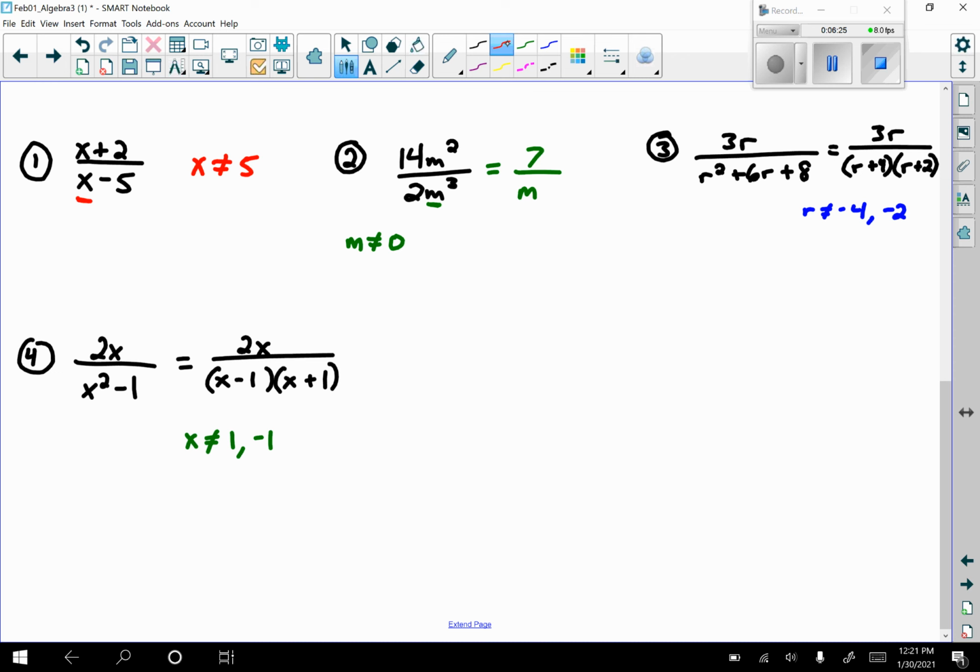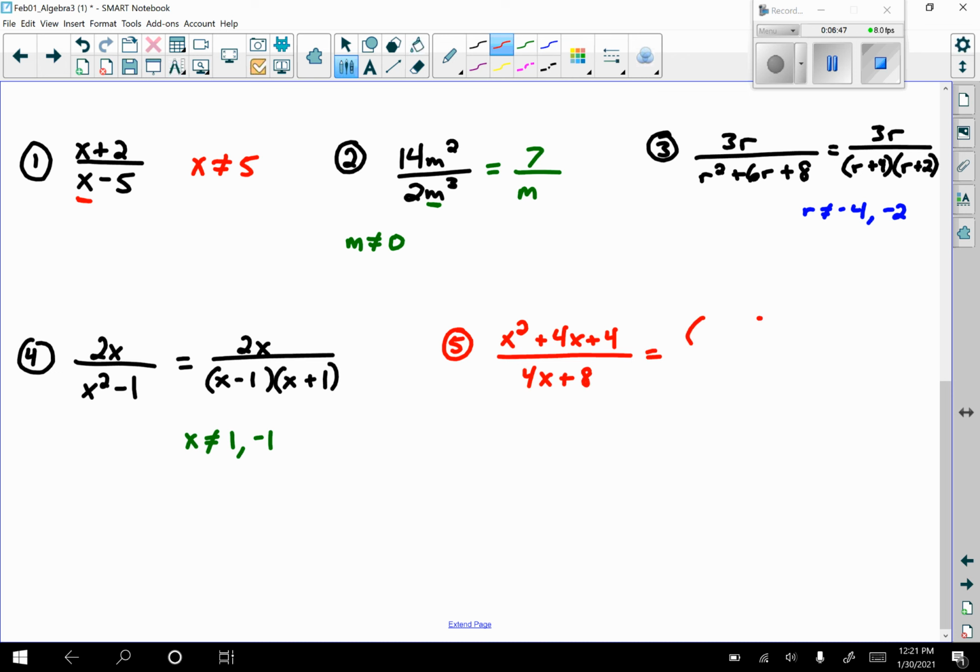Now for the directions for 5 through 8, it does say assume no denominator is equal to 0. So that means we don't have to worry about restrictions. So for number 5, all we have to do is factor and cross out. So for 5, we have x squared plus 4x plus 4 all over 4x plus 8. We can definitely factor both the numerator and denominator.